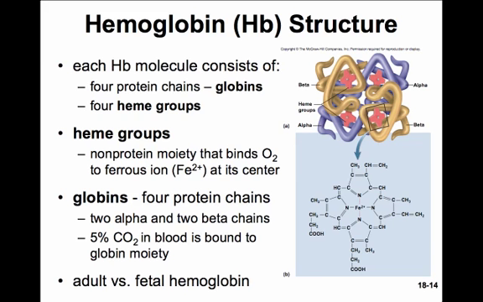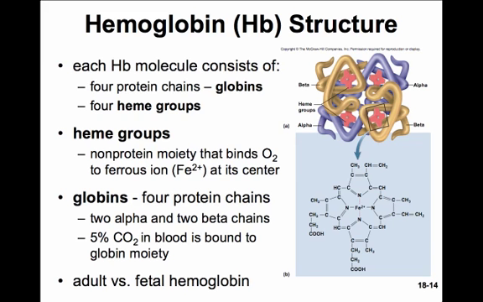Hemoglobin consists of 4 protein chains, or globins, and 4 heme groups. We have 2 alpha chains and 2 beta chains, and then these heme groups. The heme groups are a non-protein moiety that bind the oxygen. There's a ferrous ion, Fe2+, and oxygen, being very electronegative, is drawn into this center.